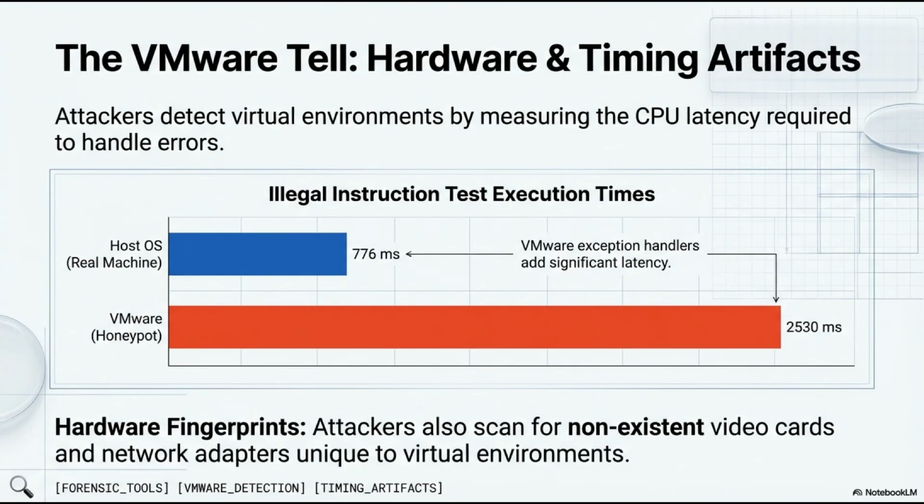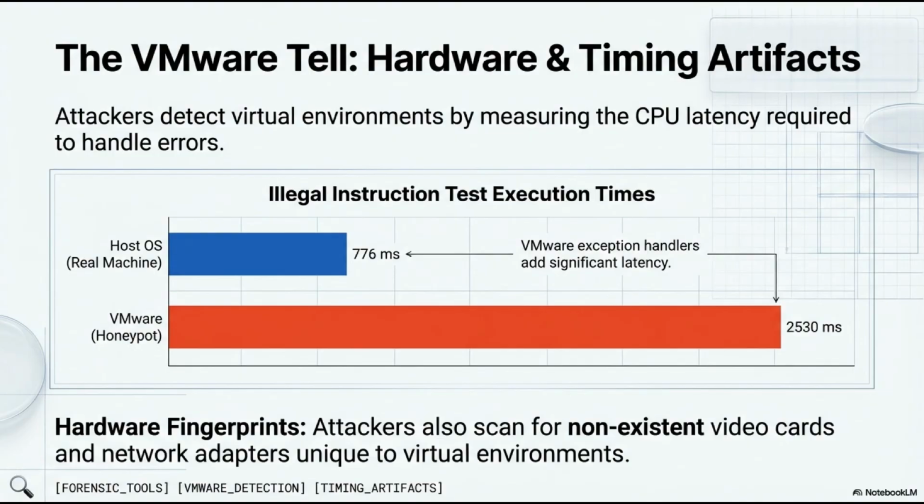A huge difference. On a real physical machine, bare metal, the error handling is native. It takes roughly 776 milliseconds. Okay, 776 milliseconds. That's our baseline for reality. But in a VMware environment, the software layer has to catch the error and pass it through to the physical hardware and back. That adds latency, a lot of it. The time jumps up to roughly 2,530 milliseconds.